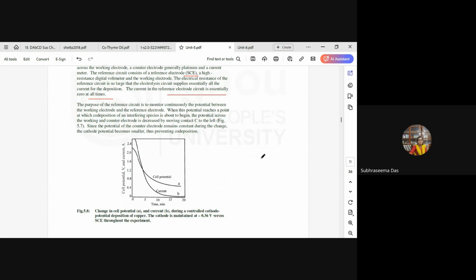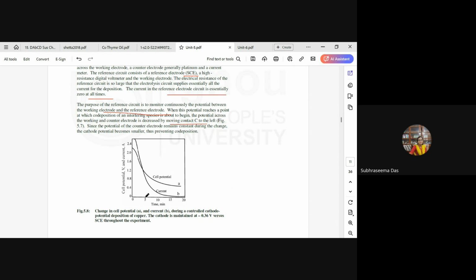The purpose of the reference circuit is to monitor continuously the potential between the working electrode and the reference electrode. When this potential reaches a point at which deposition of an interfering species begins, the potential across the working and counter electrode is decreased by moving contact C to the left.